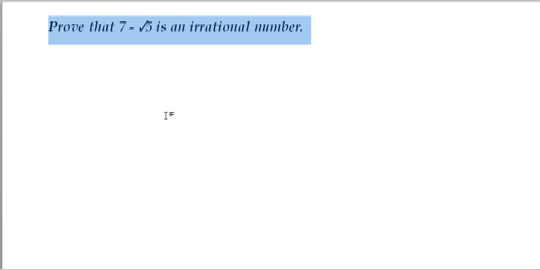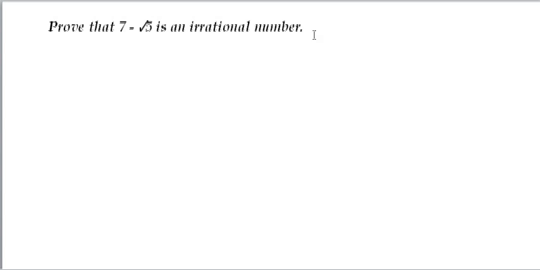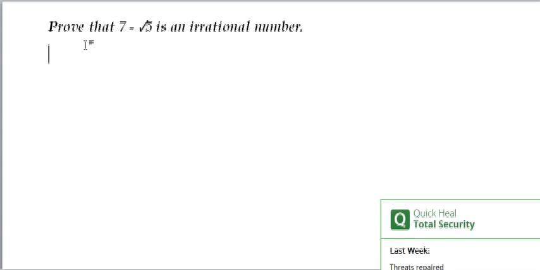The question is: prove that 7 minus root 5 is an irrational number. Not only this question, this type of question is very important for all of you, so let me show how to solve this problem.